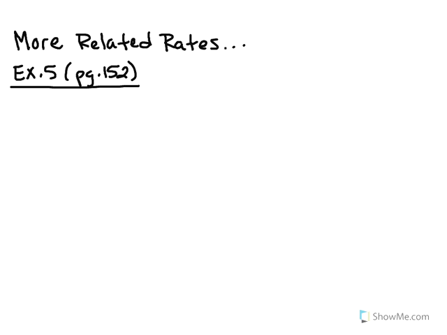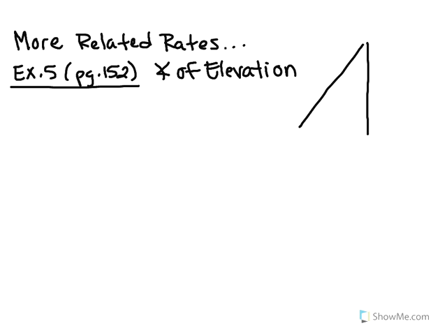In this tutorial, I'm going to show you the last kind of related rate that we're going to look at, at least for this week. It is the kind that's in example 5 on page 152, and this is a changing angle of elevation. So we're just going to call this angle of elevation. And we have a rocket. So I'm going to draw a picture. This is also dealing with right triangles, but in a different aspect this time.